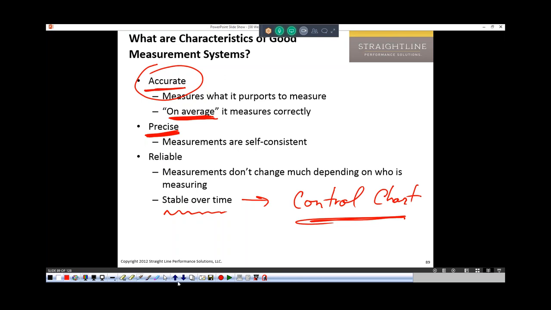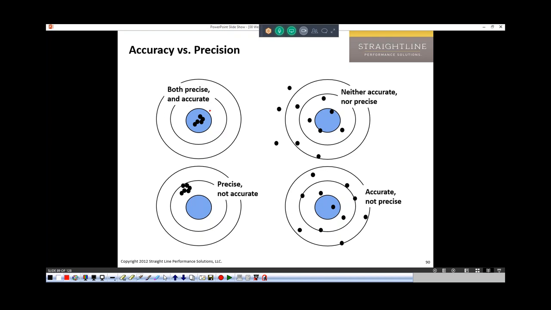Okay. Here's just the picture of accuracy and precision. So here's something that is accurate and precise. It's on target in the bullseye, plus we're getting that all the time. Here is something that's precise, but it's not accurate. You see, that right there is what we call a bias. It's off on average. See that? So it's very precise, but it's not accurate.